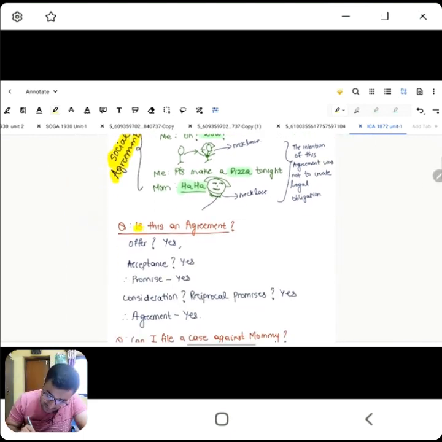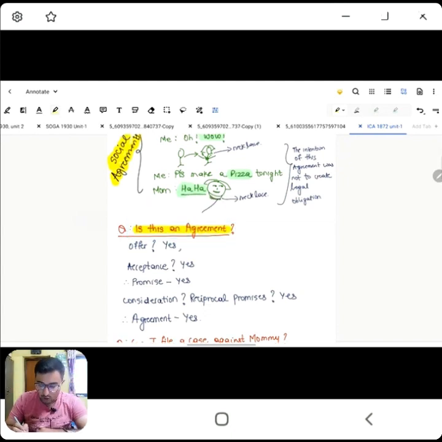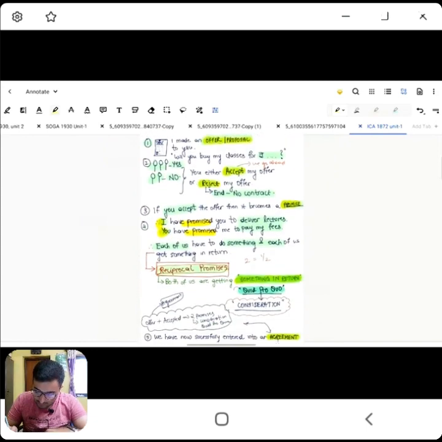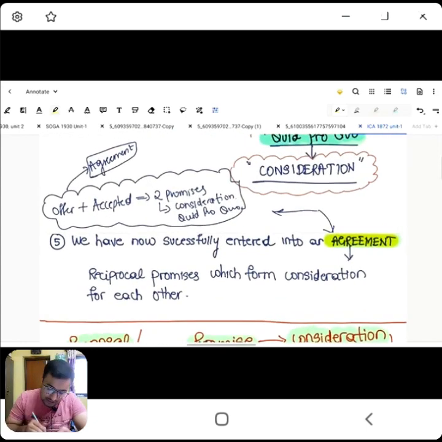Now, is this an agreement? If you can tell me, okay, what were the steps? We have written it down over here, right? What were the steps to create an agreement? We needed an offer. The offer had to be accepted. Therefore, there were two promises made, which were consideration or quid pro quo, right?